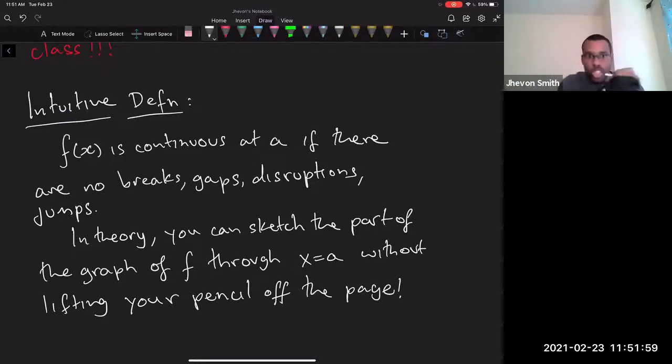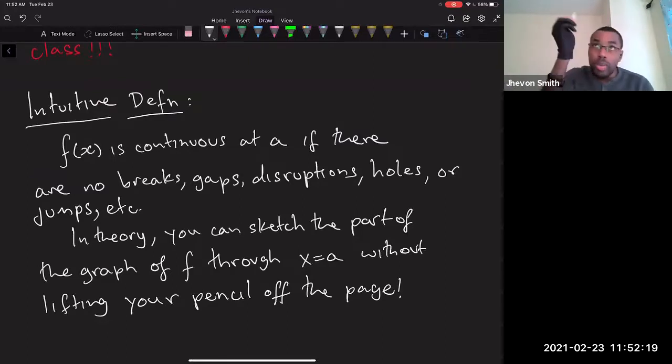It's continuous. It's just going. There's no gap, there's no hole, there's no disruption, there's no jump. There's nothing that would stop you from just continuing what you're doing, like just keep graphing, right? You don't have to lift up your pencil, you don't have to create a hole, you don't have to make a jump. It just continually flows, as you would say, right?